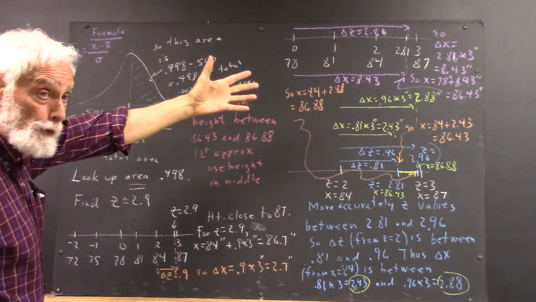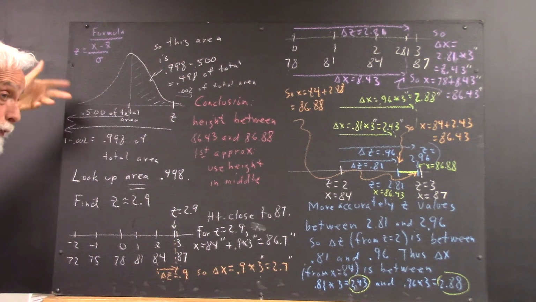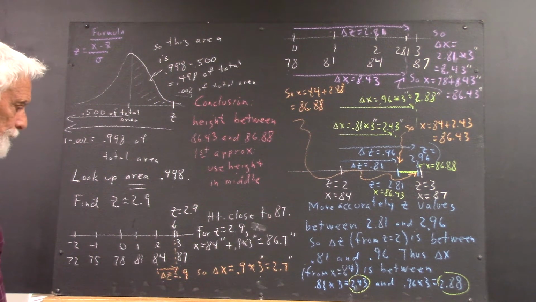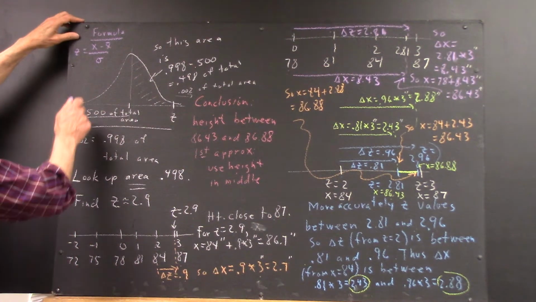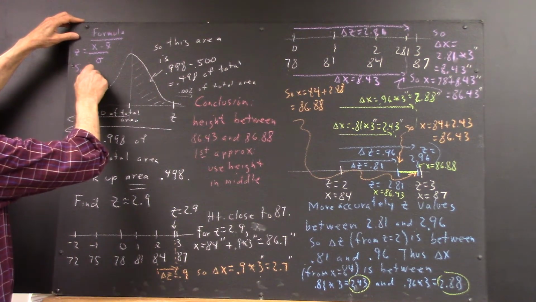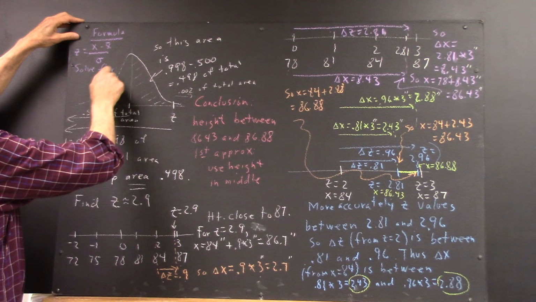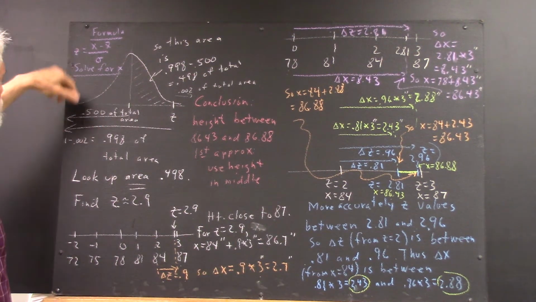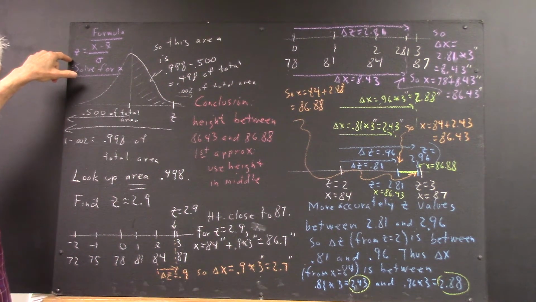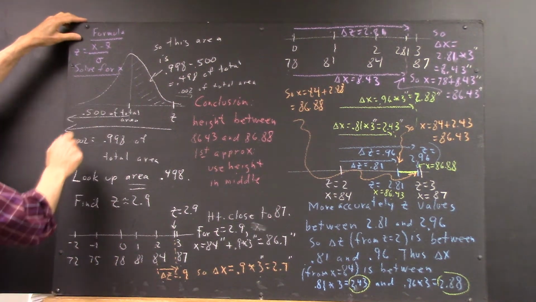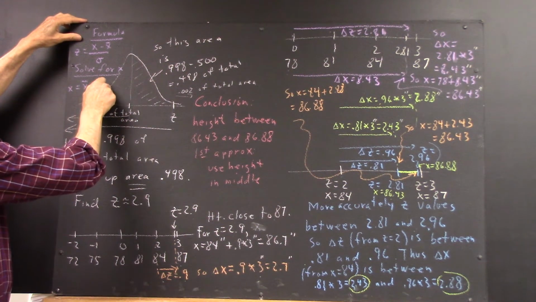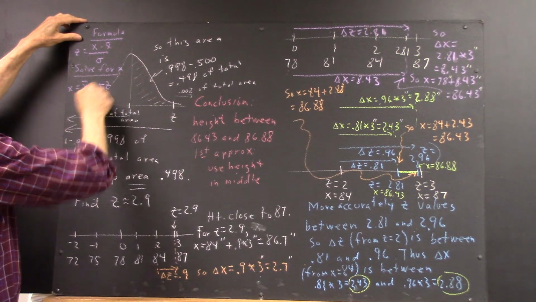I think it's easier to think of this than it is to do the formal formula and try to do the algebra involved. Okay, so if we know z, we can solve this equation for x. Multiply both sides by sigma and add x bar. You get x equals x bar plus sigma z.